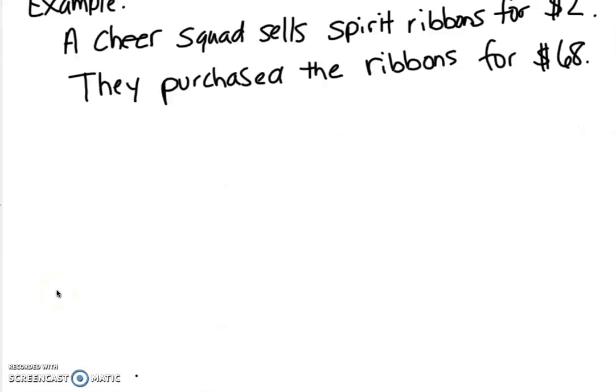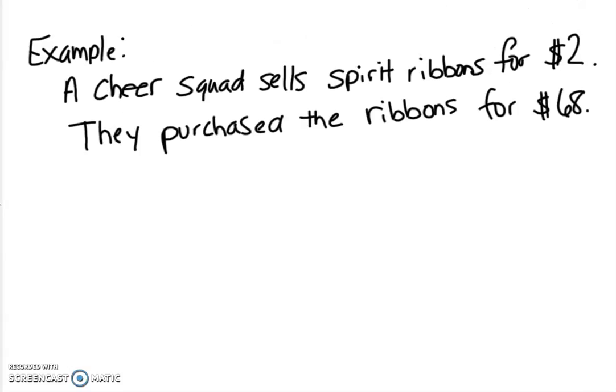Next example is kind of like the example you're going to have in independent practice. And it says the cheer squad sells spirit ribbons for $2 here. They purchased the ribbons for $68. So they want to know when they will start making profit on the ribbons. So you have your equation. Y equals, they're selling the ribbons for $2 a piece. It costs them $68 to buy the ribbons.